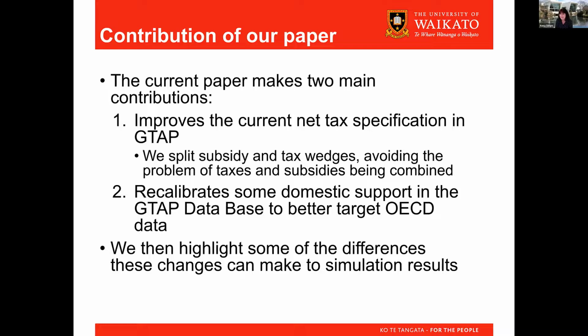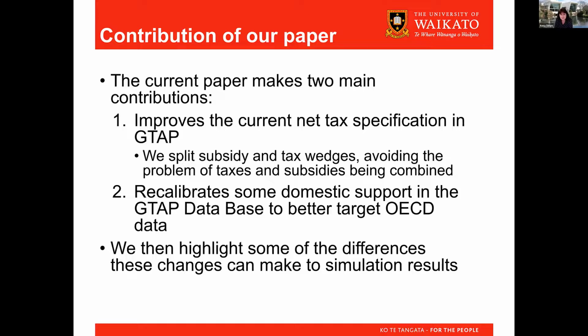It may not be clear to you what the problem is yet, but as we go through the presentation, I'll explain this problem in a little bit more detail. But basically, the standard GTAP model is combining taxes and subsidies, so it's difficult to just hit the subsidies by themselves. So we improve that tax specification in GTAP, allowing us to target the subsidies directly.